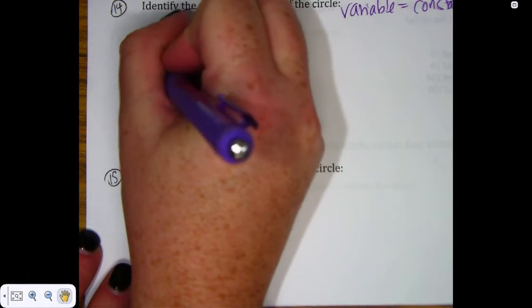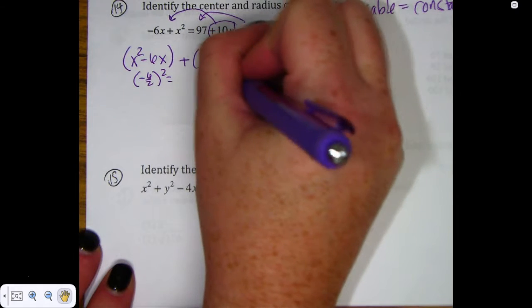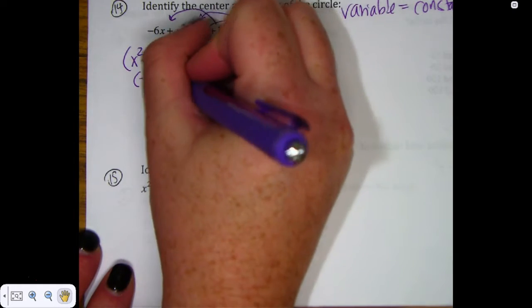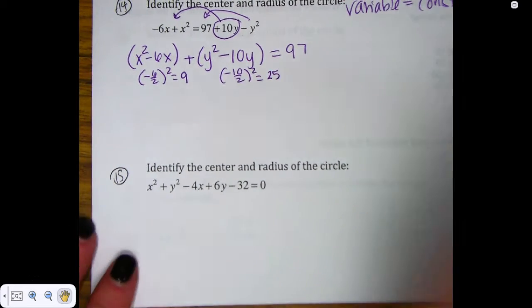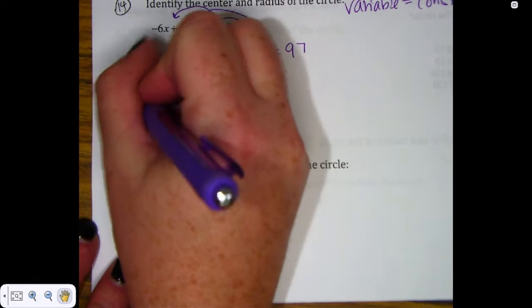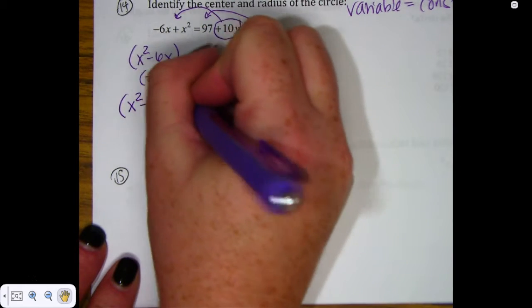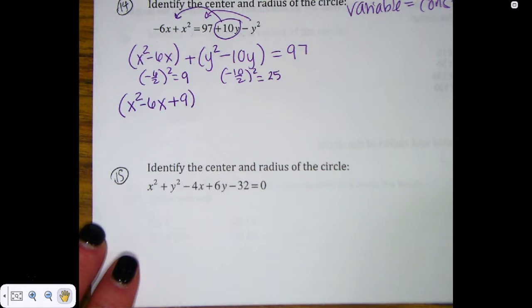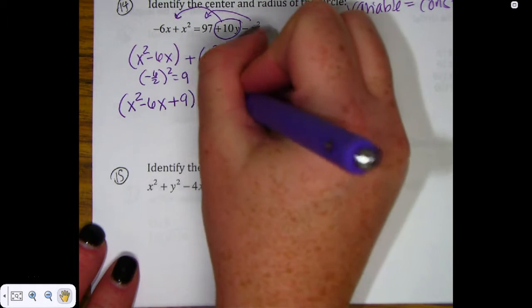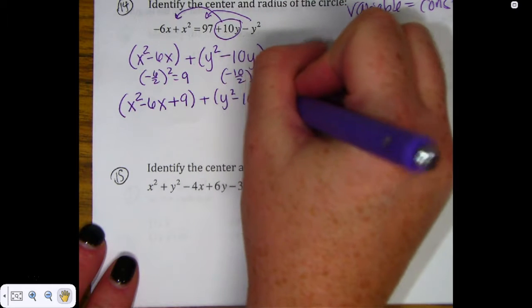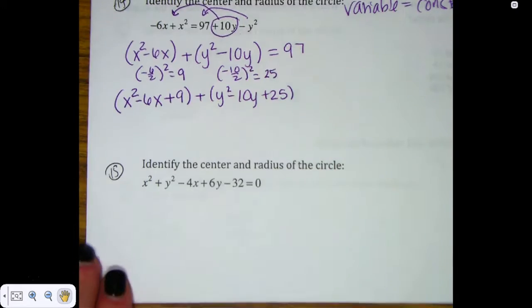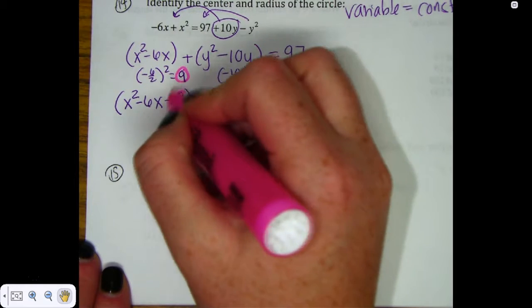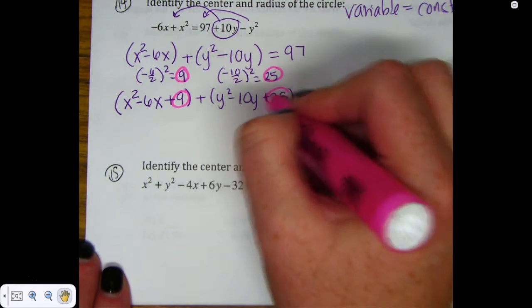Negative 6 divided by 2 squared. Negative 10 divided by 2 squared. That's 9. That's 25. Okay, I take that and I rewrite my equation with that new term. I rewrite my y terms with that new term. But since I have to add the 9 and the 25, this is my 9, I'm adding it to this equation. This is my 25, I'm adding it to this.